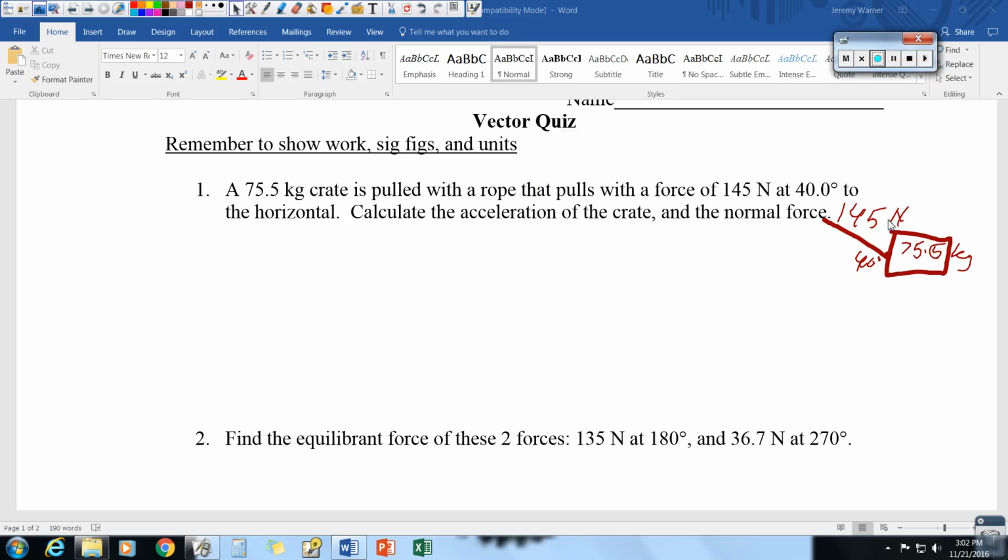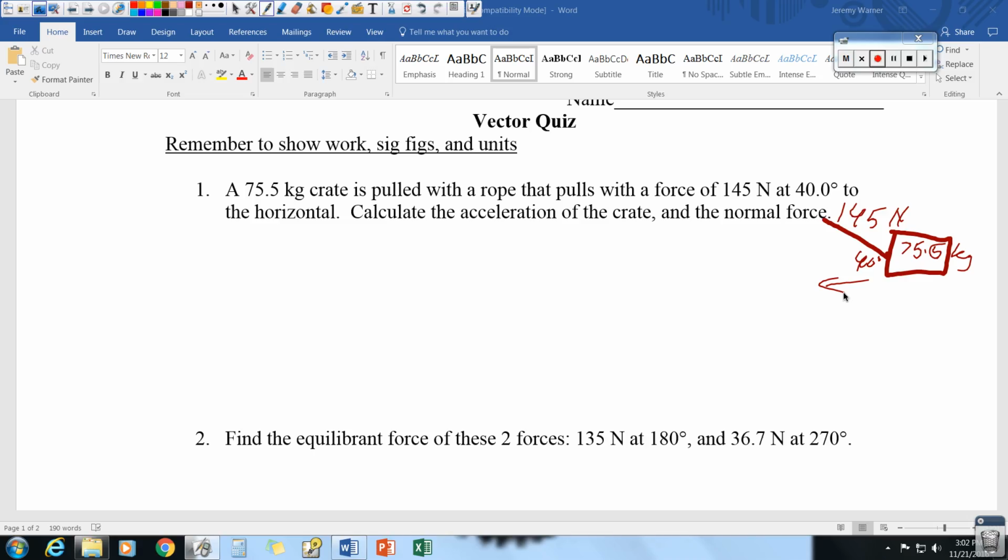Okay, so answers to the vector quiz here. We have a crate, 75.5 kilograms. We are pulling it with a rope at an angle of 40 degrees, 145 newtons, and we need to find two things: the acceleration of the crate and the normal force, in other words, the force that holds up that crate. So basically what we need to find the acceleration is our horizontal vector of force, and then we're just going to go ahead and divide that by the mass.